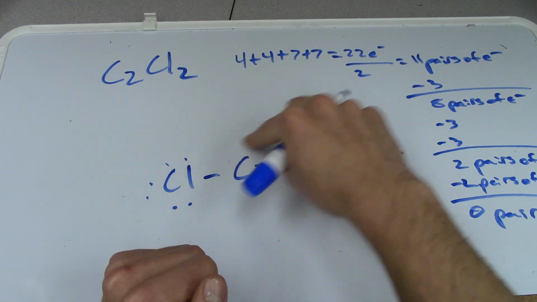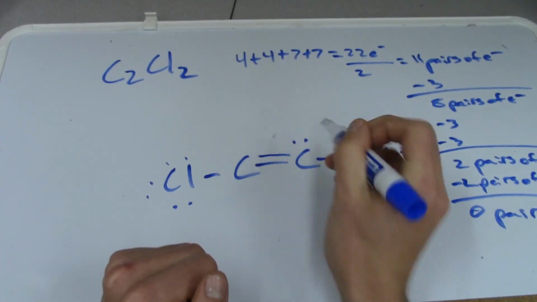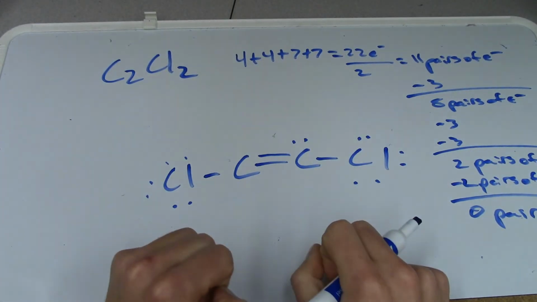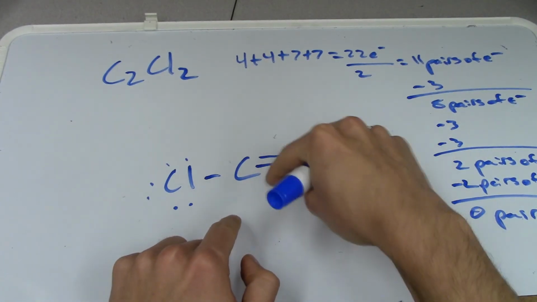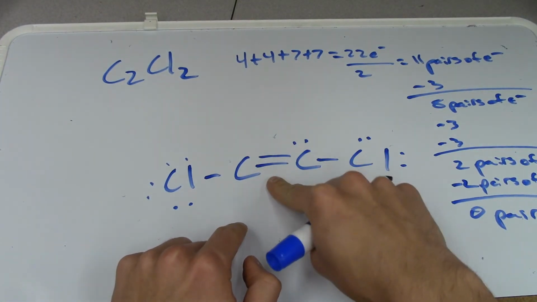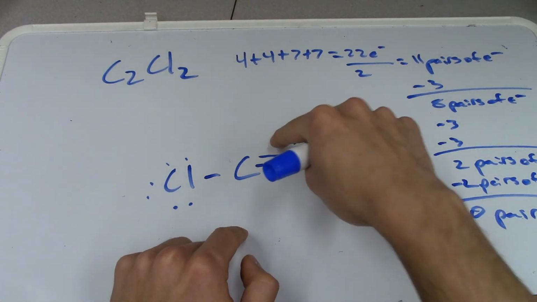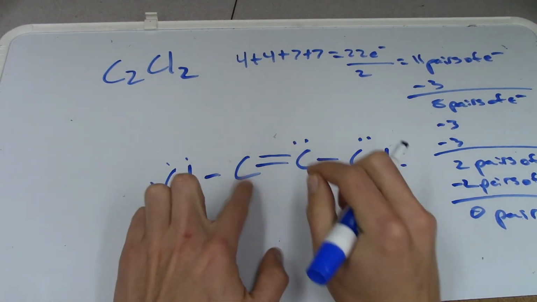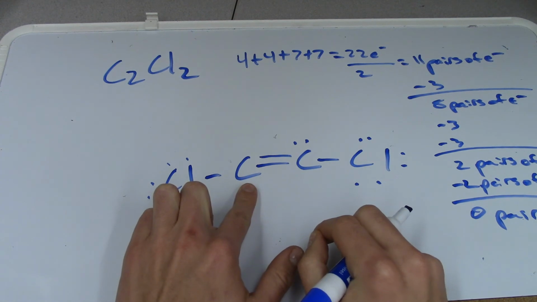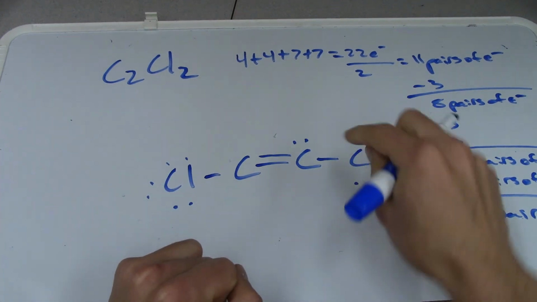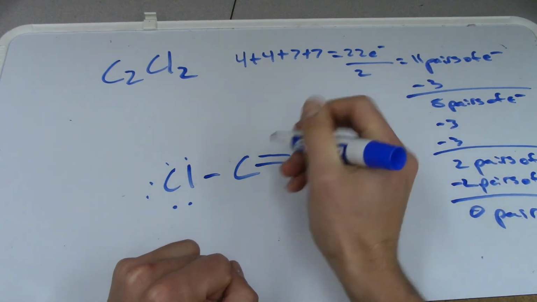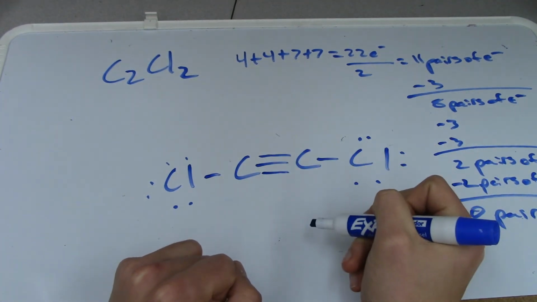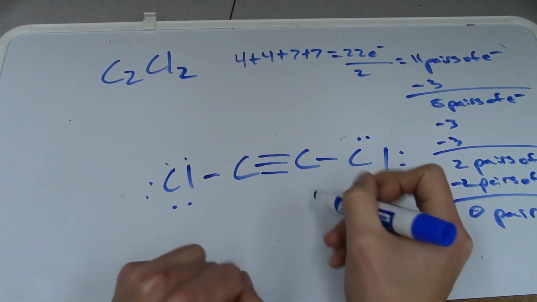So I'm going to take one of the lone pairs and move it as a double bond between my central atoms to see if that changes anything. So now this carbon has 6 electrons. This carbon has 8 electrons. So this carbon is now stable, but this carbon still is not stable. So I'm going to move this lone pair to form a triple bond between these 2 carbons, and then I'm going to recheck for stability.